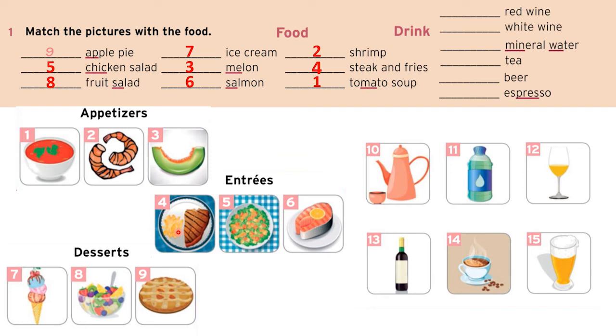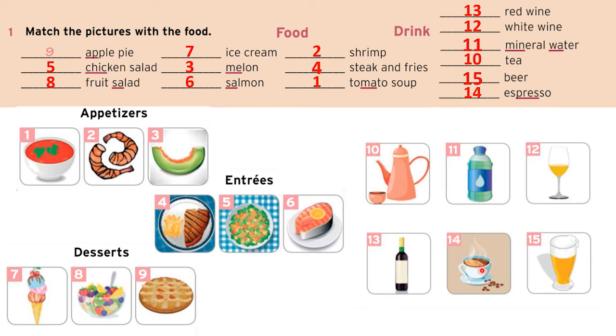That's right. Then moving on to the drinks, we have red wine. Well, in this case, it will be number 13. This bottle that we have over here is a bottle of red wine. Then we have white wine. In this case, instead of a bottle, we have a glass of white wine. And then we have mineral water. Well, this is pretty easy. Here we have the mineral water in number 11. Then we have tea in number 10. Then we have a beer in number 15. And finally, an espresso in number 14. Well done, guys.